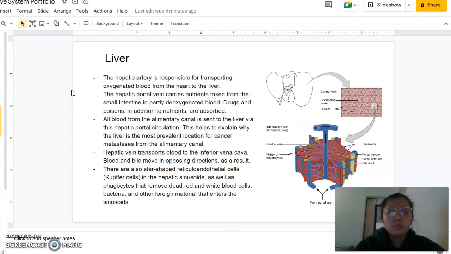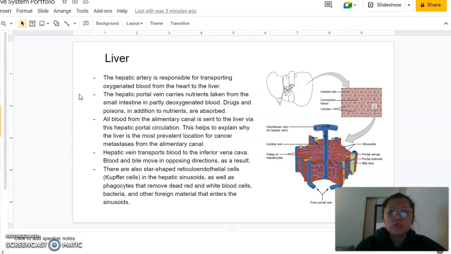With this hepatic portal circulation, all blood from the alimentary canal passes through the liver, which largely explains why the liver is the most common site for metastasis of cancers that originate from the alimentary canal. So, as mentioned before, blood flows through a hepatic vein into the inferior vena cava, which means that blood and bile flow in opposite directions.